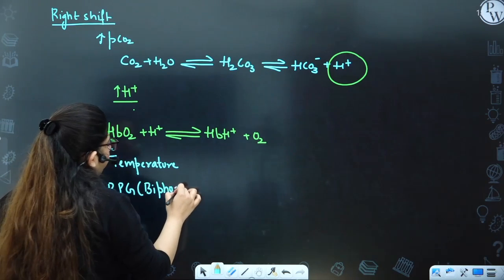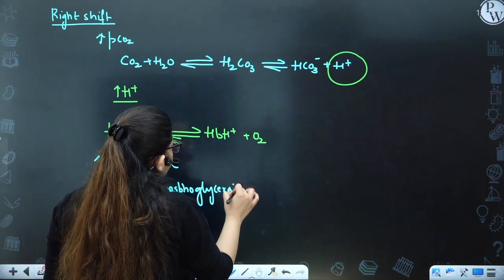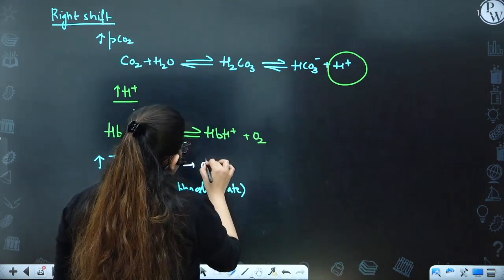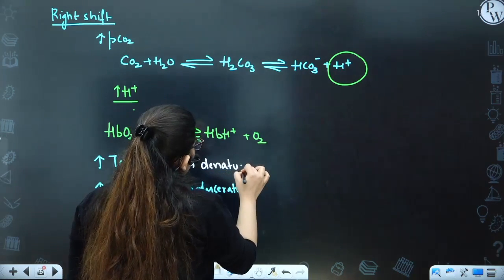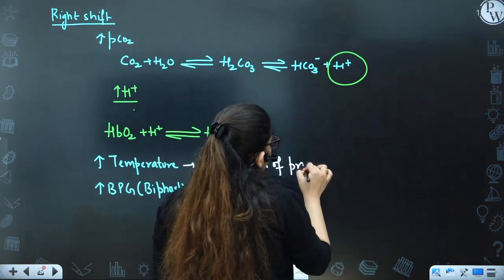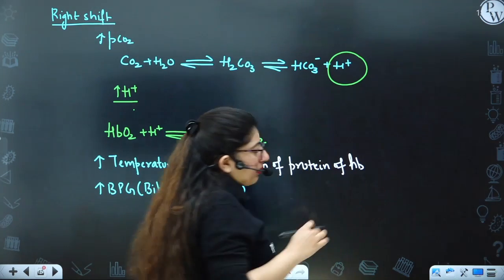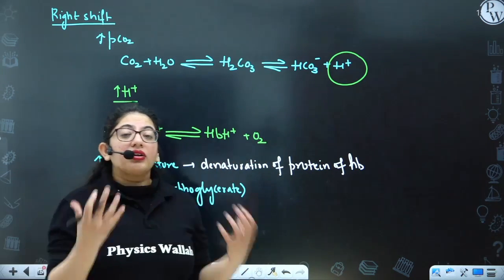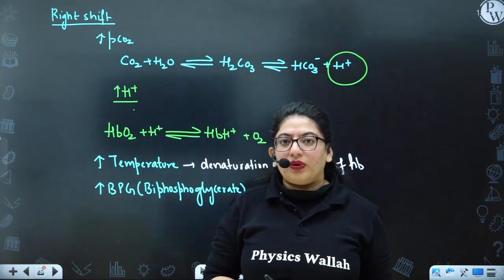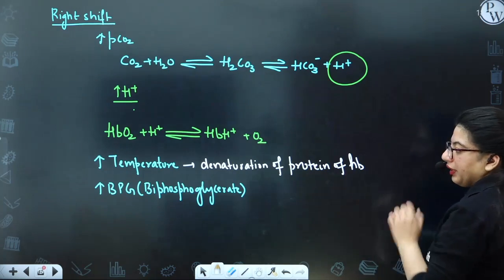Biphosphoglycerate. Whenever there is an increase in temperature, this leads to denaturation of proteins. What is denaturation? Breakage. Denaturation of the protein, or polypeptide, of hemoglobin. So if globin gets dissociated, the entire structure of hemoglobin will distort and no more oxygen can join to it. That's why whenever there is an increase in temperature, denaturation will take place.